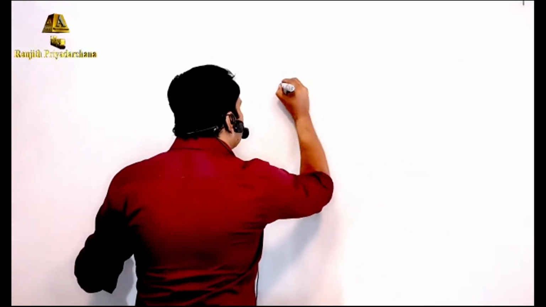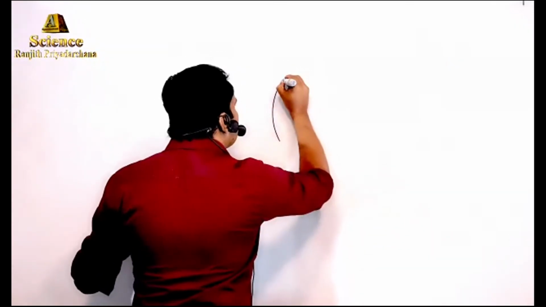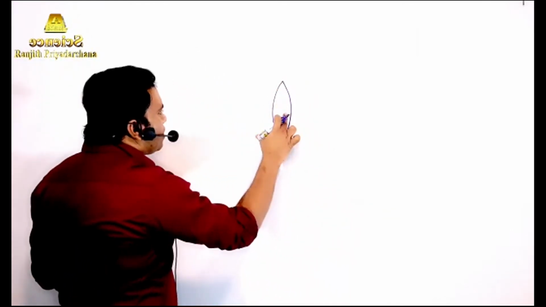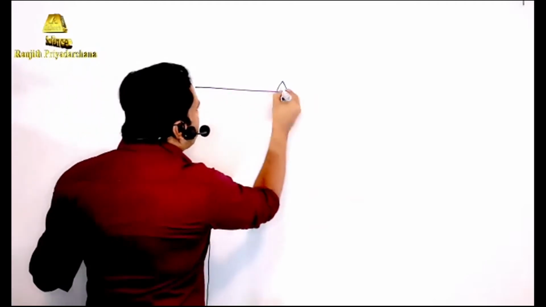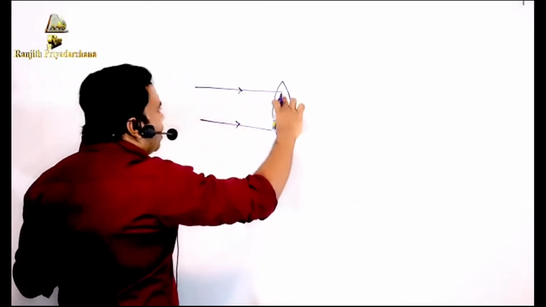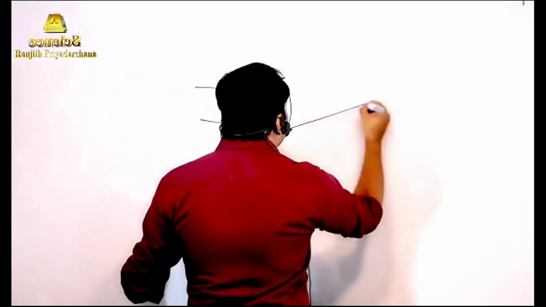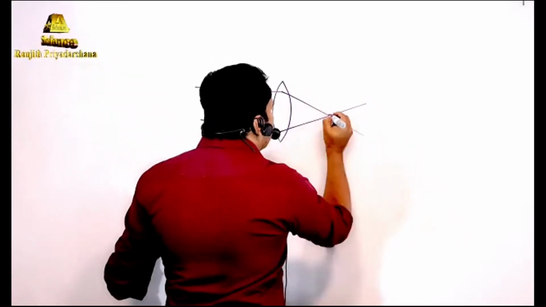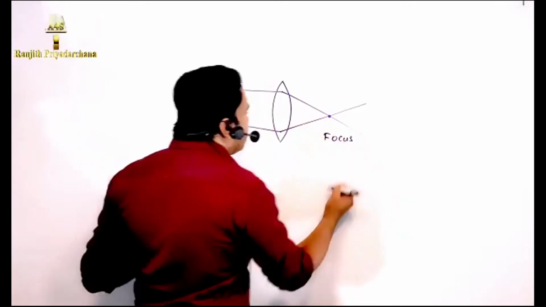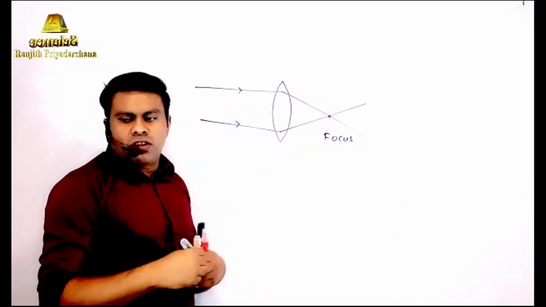Okay, it's a convex lens. Its curvature, look at this. So this is a convex lens. The function of a convex lens is to converge a parallel beam of light into a single point. This point is called what? Focus. That point is called focus.